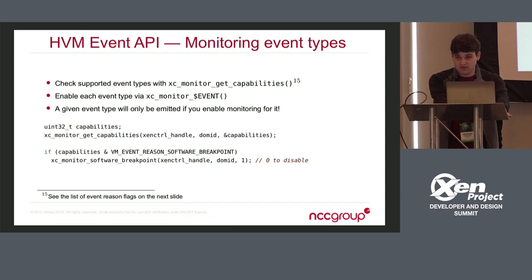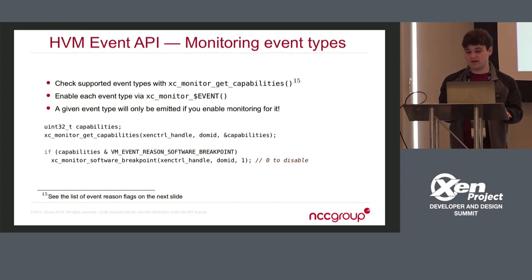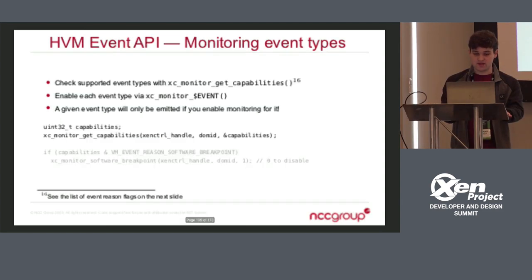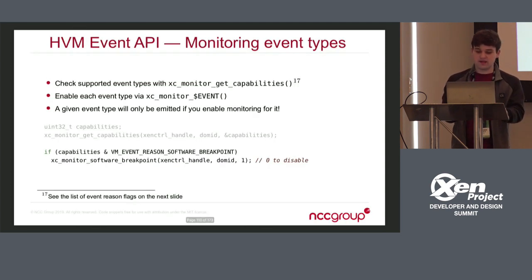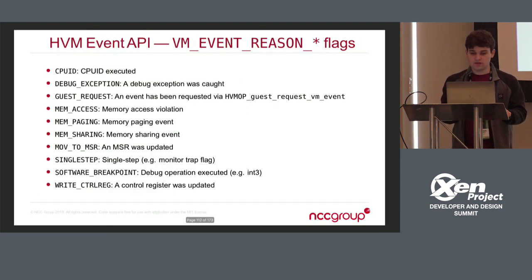So to monitor specific event types, which you have to do explicitly, because by default you don't get any events, first I recommend you call the function xc_monitor_get_capabilities. What that will do is give you a mask of the various events that the guest supports; pass it the domain ID and the capabilities mask. Basically, if the capabilities mask contains one of a variety of VM event reason flags, which I'll show you in just a second, for instance VM_EVENT_REASON_SOFTWARE_BREAKPOINT, then you can call the corresponding xc_monitor function, in this case xc_monitor_software_breakpoint, and pass it a domain ID and an enable flag of 1 to enable that particular event on that particular domain. So here are all the event reason flags.